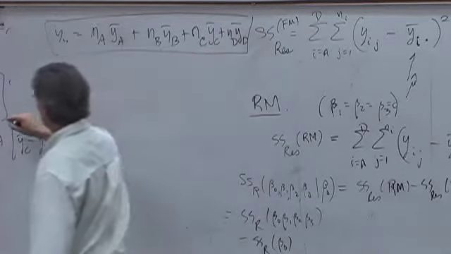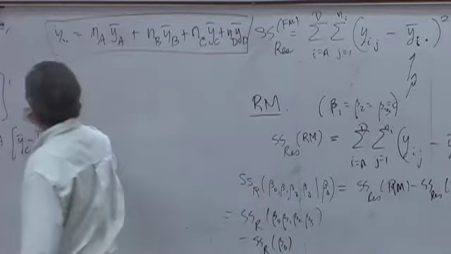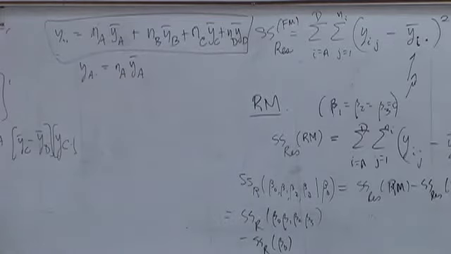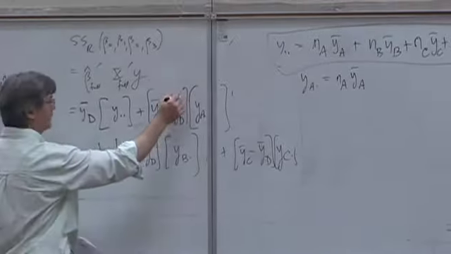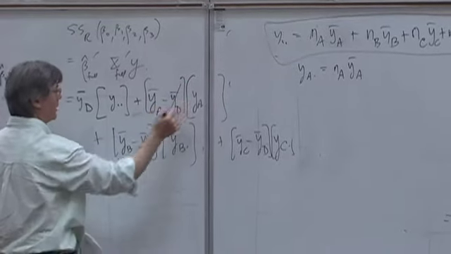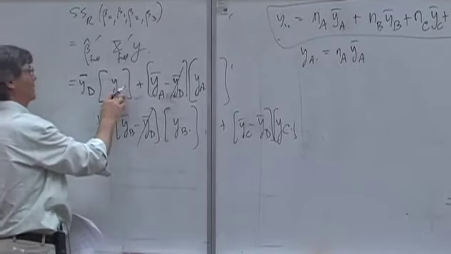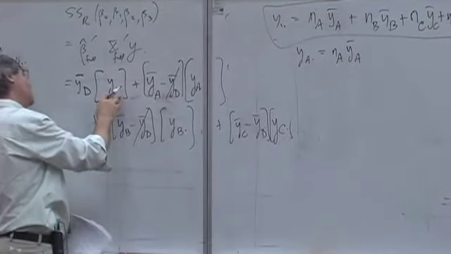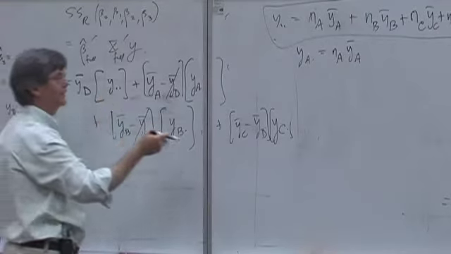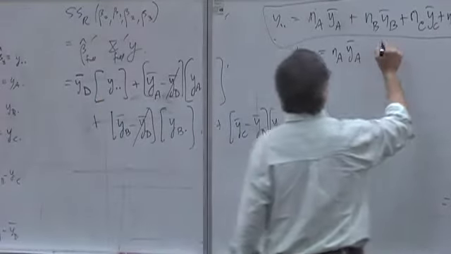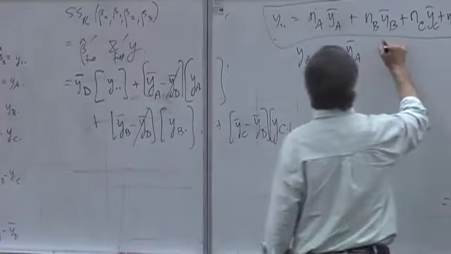Okay, and similarly you can write y_A dot is n_A times y_A bar. Plugging in all those, some nice things happen. This y_D bar times y double dot cancels all this stuff. Maybe it's easier just to say y double dot is y_A dot plus y_B dot plus y_C dot plus y_D dot. It's just a matter of how you're writing it down to make it the easiest.